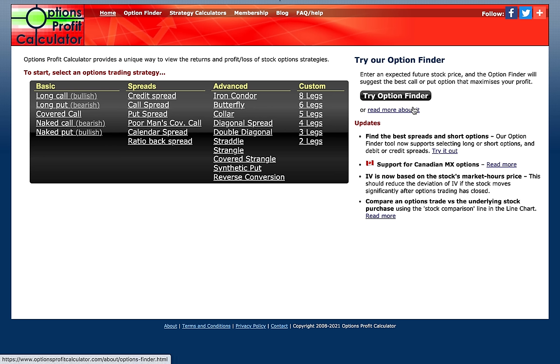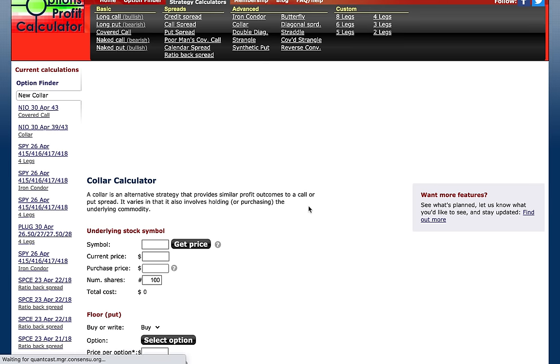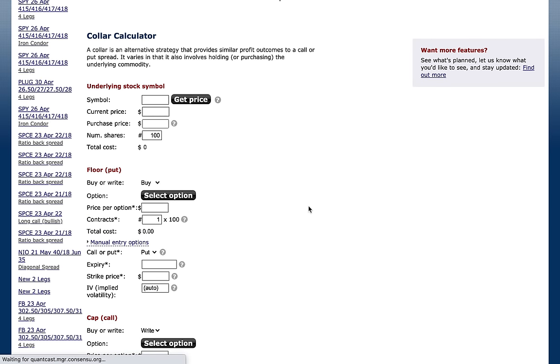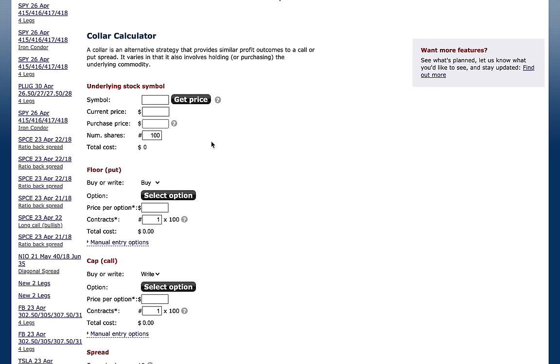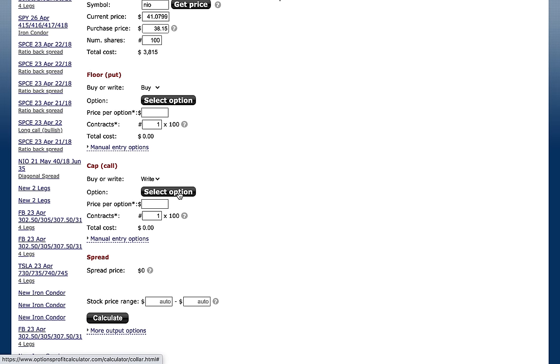If we go to the options profit calculator, under advanced, they have a link for the collar here. We're going to click on that, take a look at what this looks like, and compare it to just selling a call on its own. Again, we're using NEO here. Let's click on NEO. My average cost is $38.15 right now, so that's what I'm going to put here. I'll get the price again, right? So that cost me about $3,815. Then let's start off by writing or selling our call.